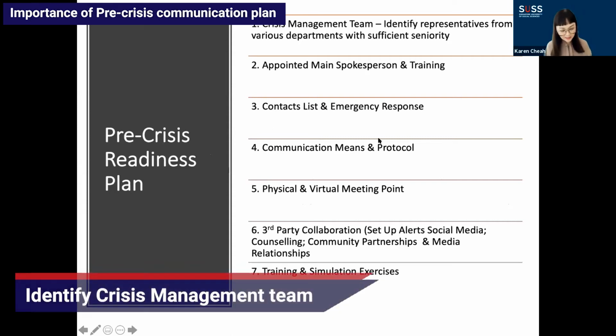So what we look at here is the fact that in the first instance, in a readiness plan itself, identify your crisis management team. And this really is a very crucial first step, because ideally they should come from various departments. They also should have a sufficient seniority level. And why is that necessary?